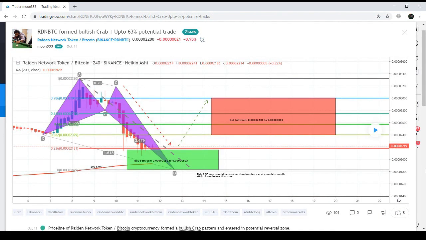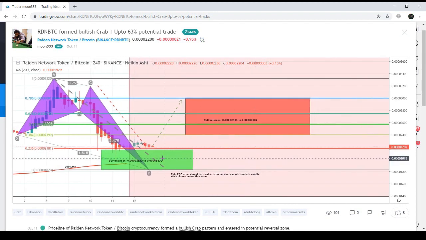Then I shared this idea of RDN or Raiden Network with Bitcoin pair with you, and we can see the price action is still moving within the potential reversal zone, even above the potential reversal zone. It is likely to gear up and soon it will hit the sell zone. So this trade is still active, and if you find the price action within the potential reversal zone before hitting the sell zone, then you can enter in the trade.